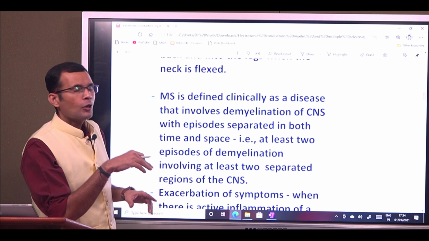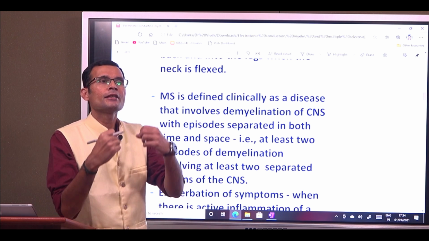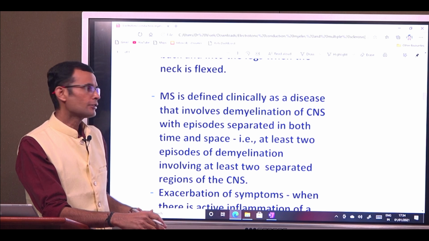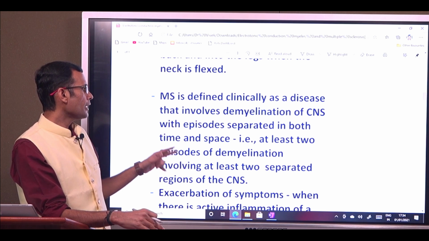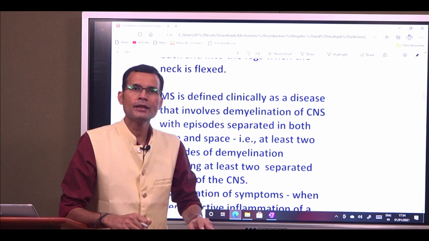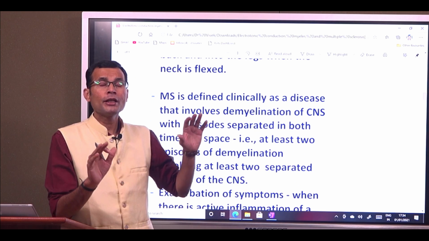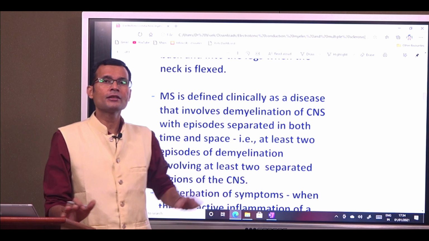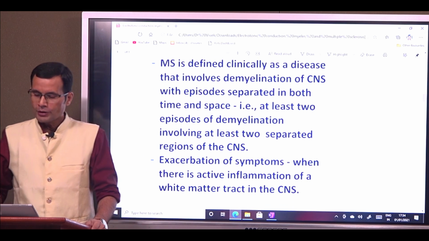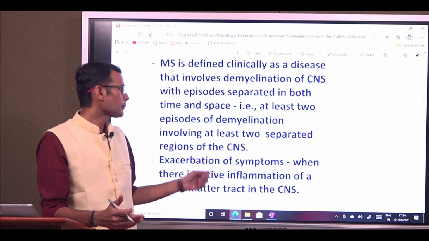But when will you actually diagnose it as multiple sclerosis? Two episodes separated in both time and space. So there should be two separate episodes, and they should involve two separate regions in the CNS to be called and diagnosed as multiple sclerosis.